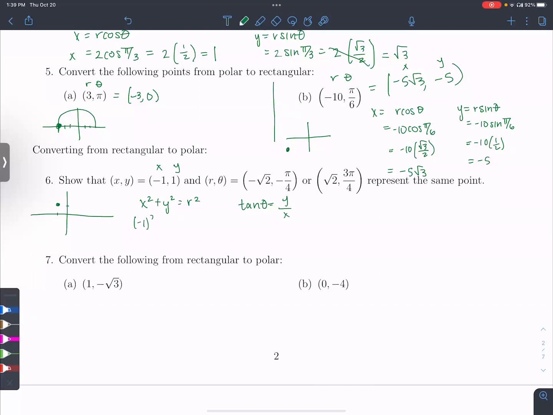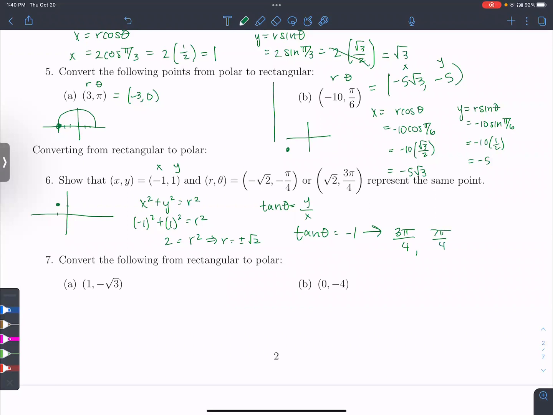So this is -1 squared plus 1 squared is r squared. That's 2 is r squared, which means r is plus or minus √2. Those are the two things we have. And then next we're looking at the tangent of theta is y over x, so we're looking at -1 over 1. So the tangent of theta is -1. If you do tan inverse, or think about where tangent is equal to -1, that happens at 3 pi over 4 or 7 pi over 4.